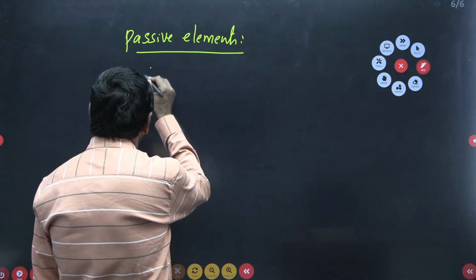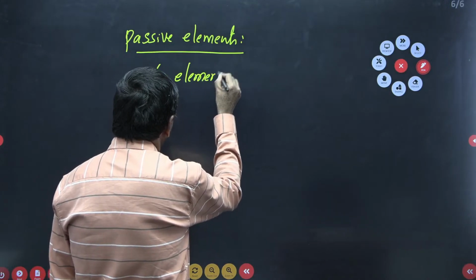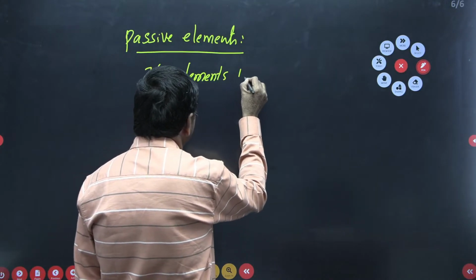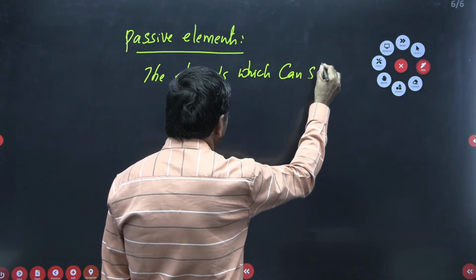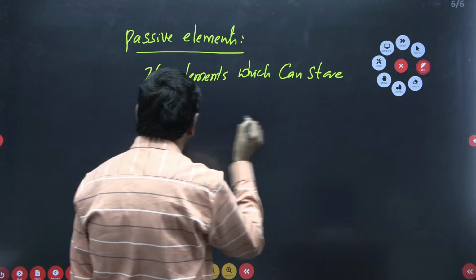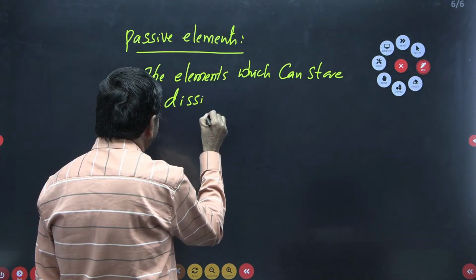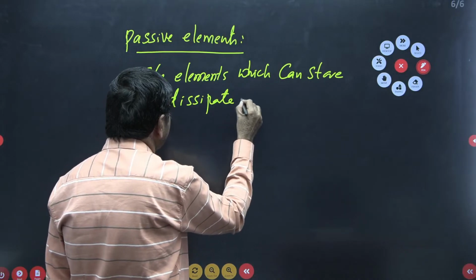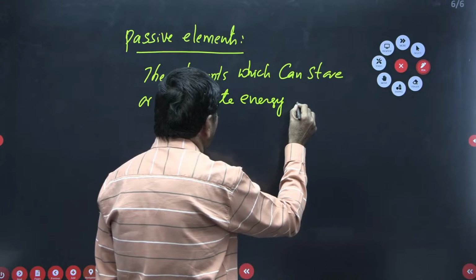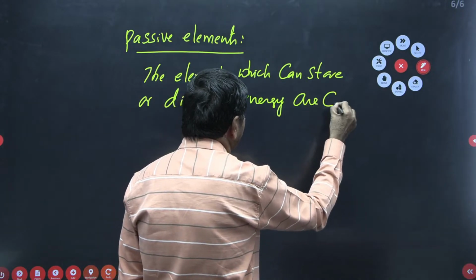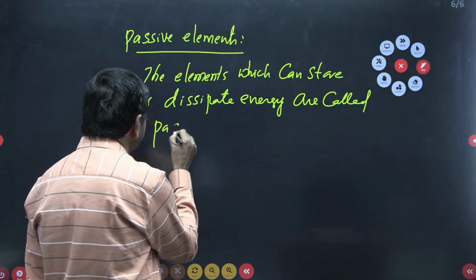The elements which can store or dissipate energy are called passive elements only. These are all called passive elements.